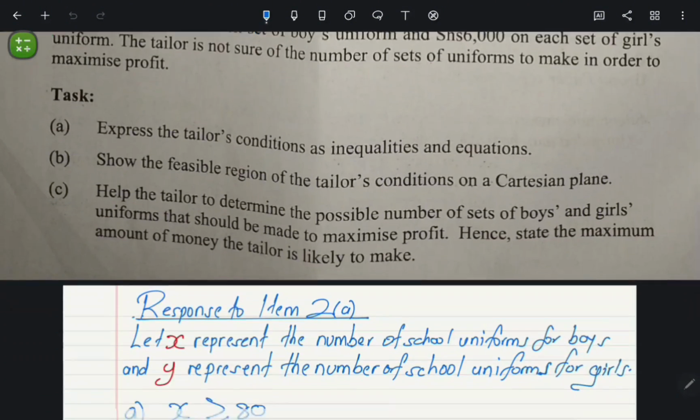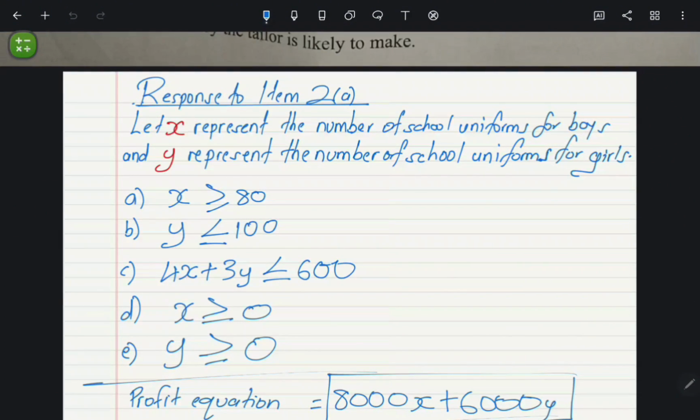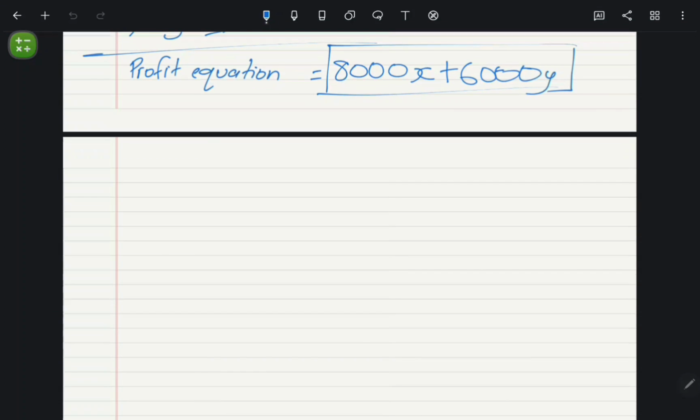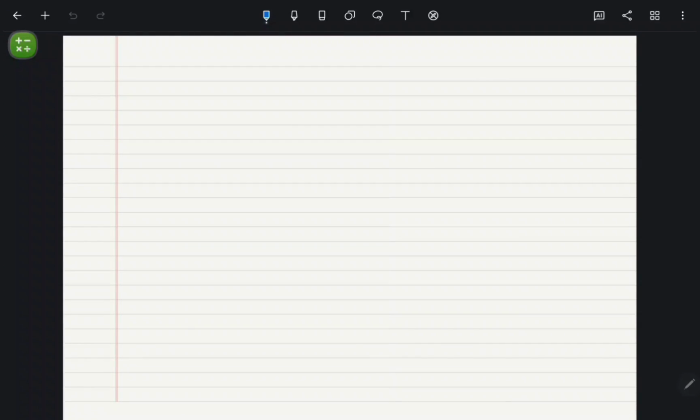But we cannot do that if we have not formed linear equations from the expressions that we had written before. So these are the expressions that we had written for part A. And now from these expressions here, we have to generate and formulate linear equations that are going to help us to show the feasible region of the tailor's conditions. So before you go to the graph, before you show the feasible region on a Cartesian plane, we have to form linear equations from the expressions. So that is what we are going to do right now.